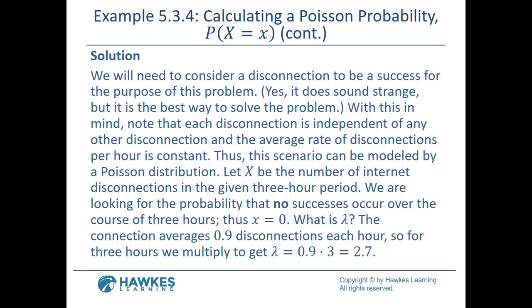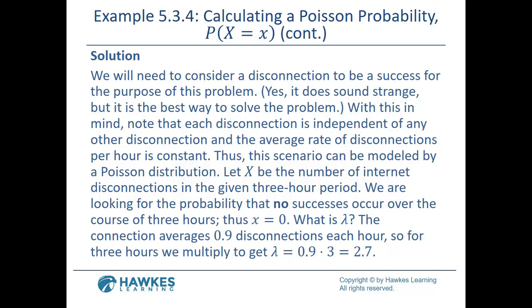Now, we know that we are looking for the probability that no successes occur, so no disconnections in that 3-hour period. So we know X is going to be 0. But what about lambda? What about our average? Well, the connections average 0.9 disconnects each hour. So for a 3-hour period, remember I said they have to have the same unit of measure. We are literally taking 0.9 divided by 1 hour, times 3, which gives us 2.7. And that's how you work your way through finding these words.